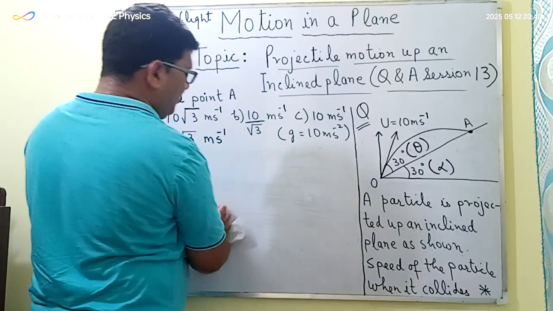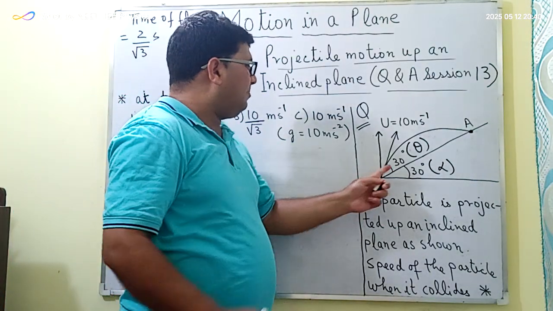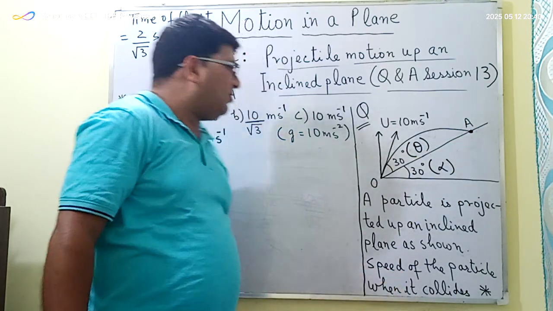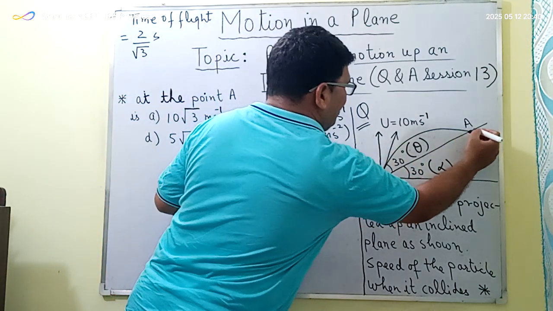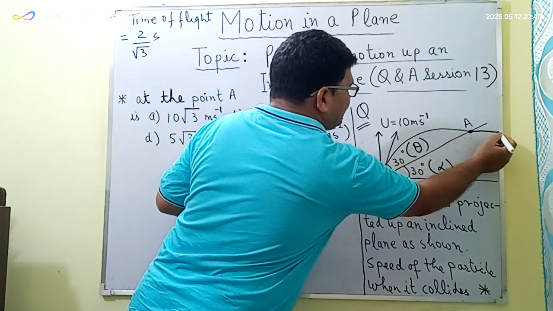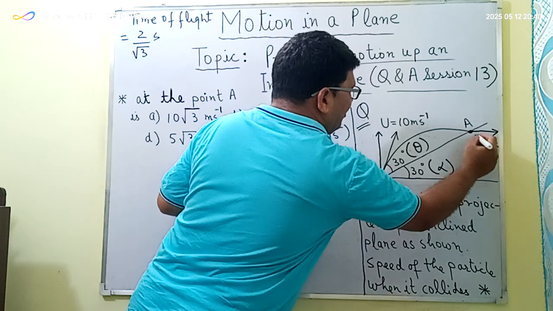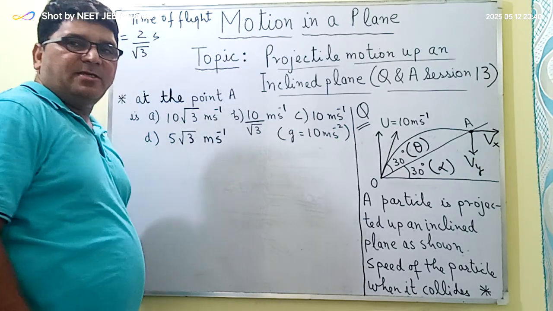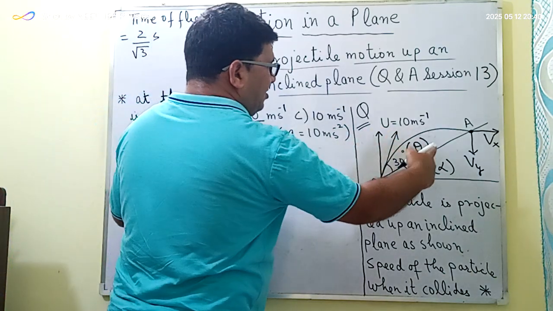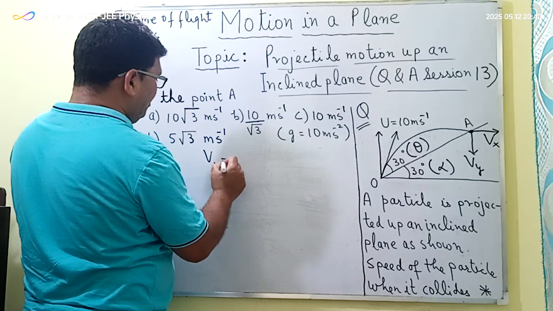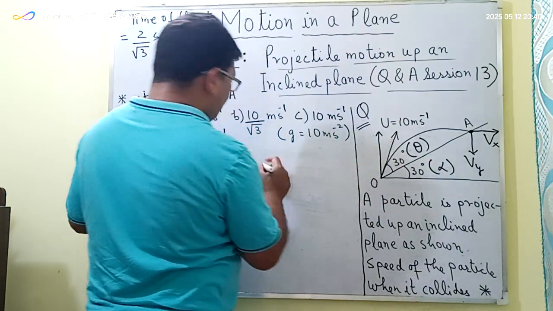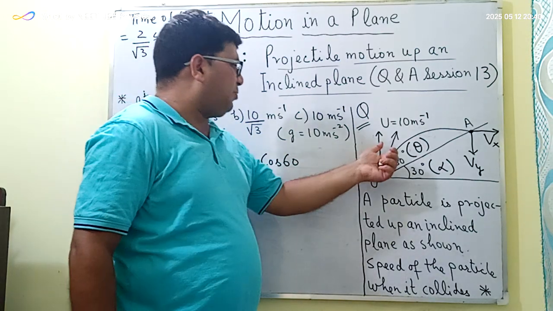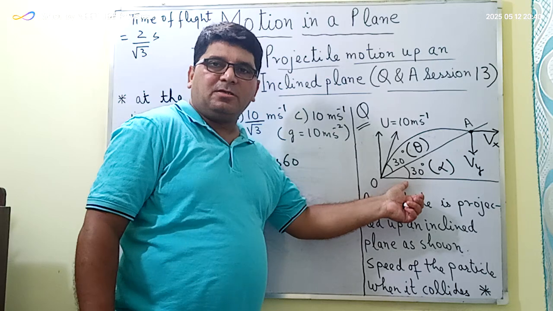Now when this particle collides at this point A, the speed of the particle will have two components. One will be the horizontal component, like this. Let us say this is Vx, and one will be the vertical component which will be acting vertically downwards. Let us denote it as Vy. So Vx will be equal to 10 cos 60 degrees, because here the projectile is projected at an angle of 60 degrees with the horizontal.